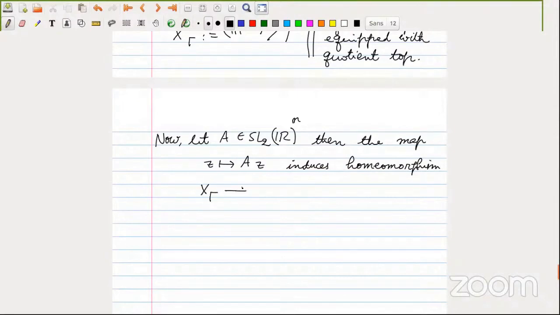from X_gamma to X_{A gamma A inverse}, and this is a homeomorphism. And then the kappa cusp corresponds to the infinity cusp here. So if I want to look at the local behavior in the neighborhood of the cusp kappa of gamma, then by this transformation, I can rather look at the neighborhood of infinity, and then bring it back. Regarding this, we have this proposition.